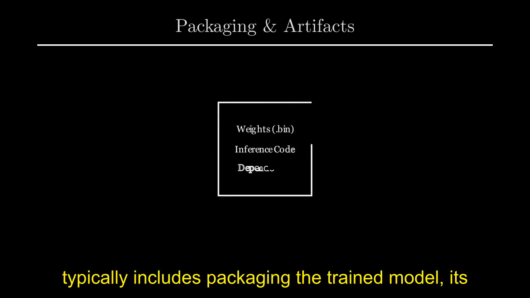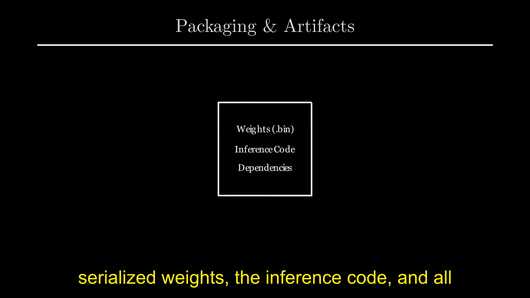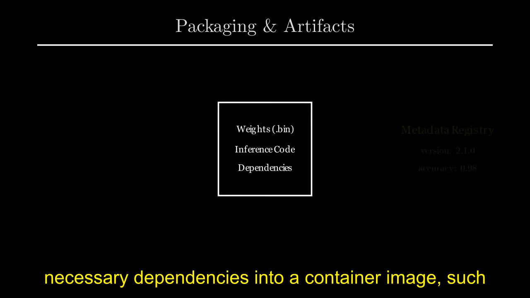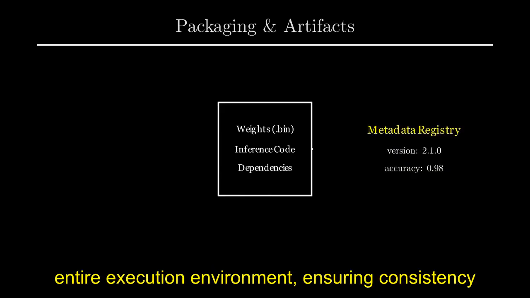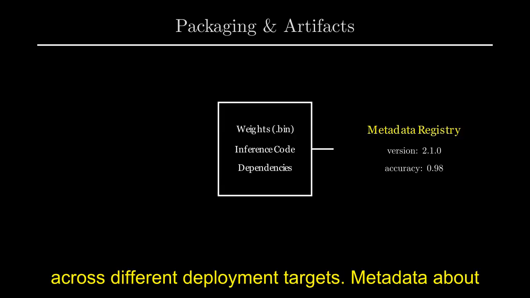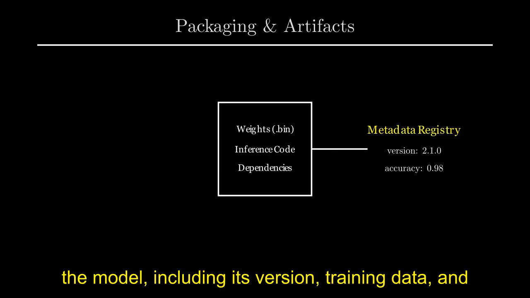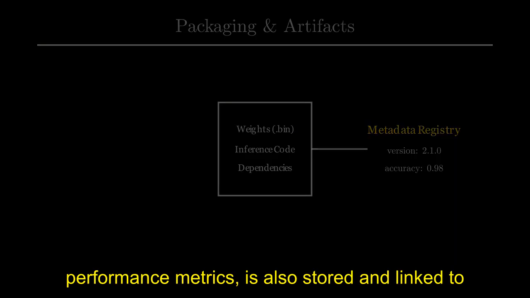The build phase in ML CI/CD involves creating deployable artifacts. This typically includes packaging the trained model, its serialized weights, the inference code, and all necessary dependencies into a container image, such as a Docker image. This container encapsulates the entire execution environment, ensuring consistency across different deployment targets. Metadata about the model, including its version, training data, and performance metrics, is also stored and linked to the artifact, enabling easy tracking and rollback if necessary.